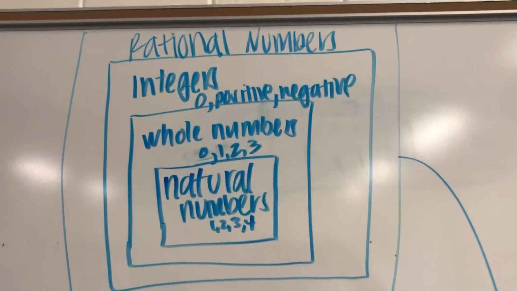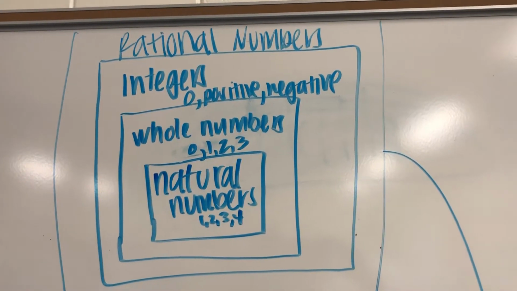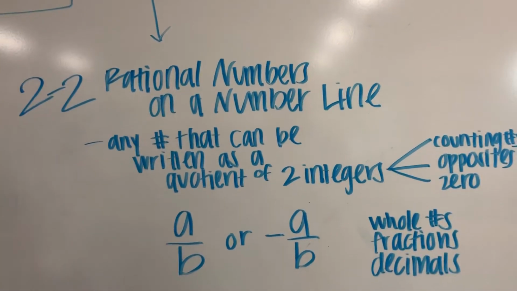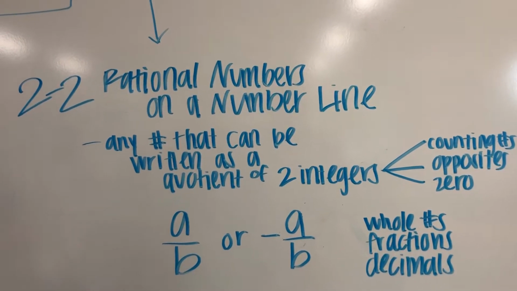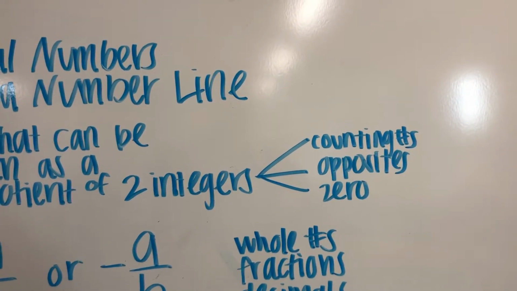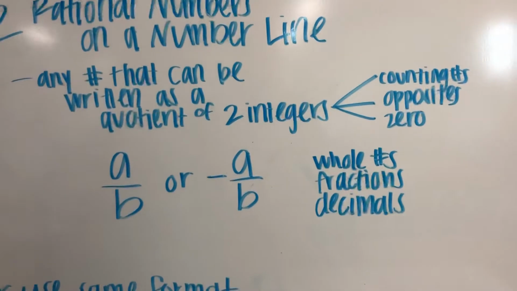Today, we are going to be adding even more to our rational numbers. Rational numbers are our focus for today, our 2-2. These are any numbers that can be written as a quotient of two integers. Remember, our integers: counting numbers, opposites, and 0. This kind of helps out a little bit.